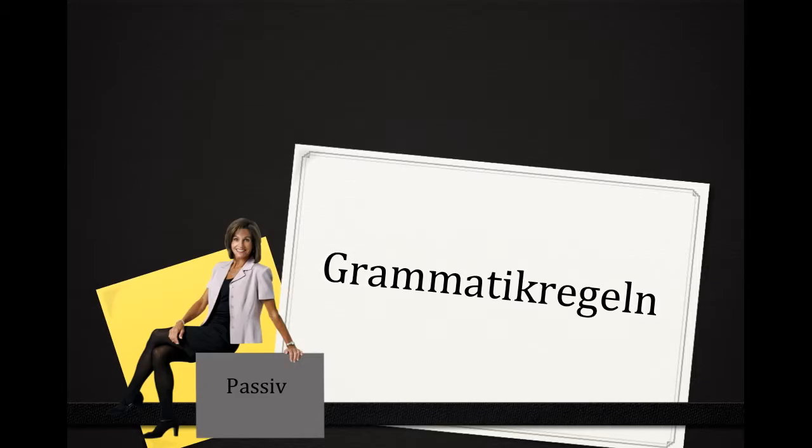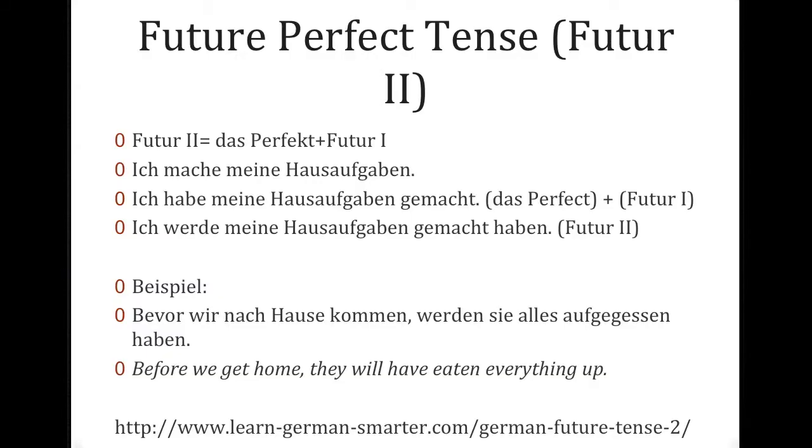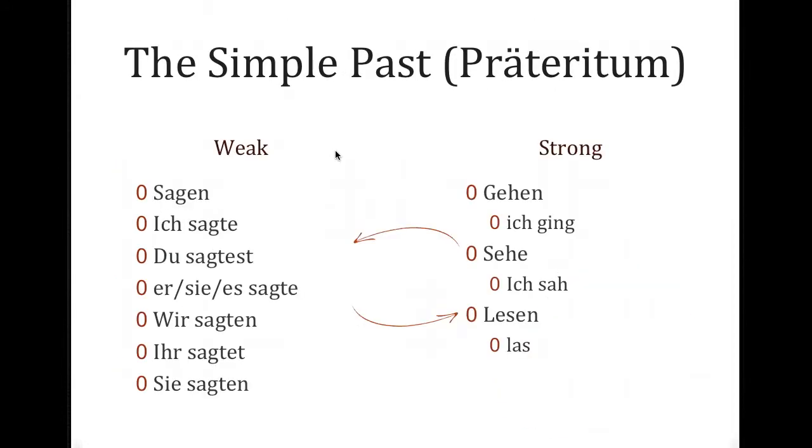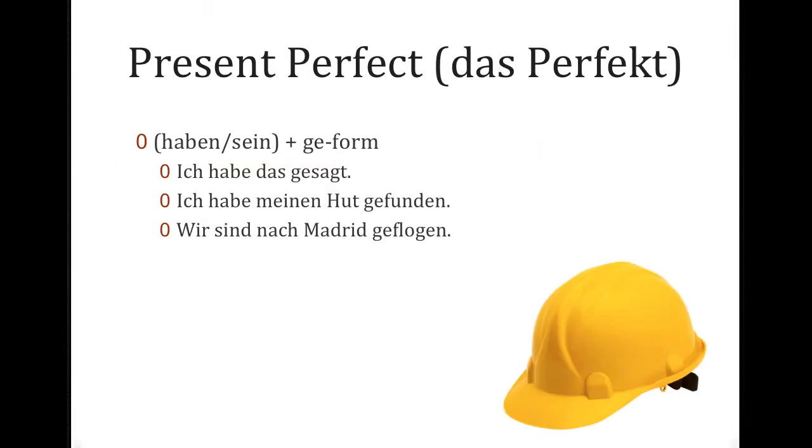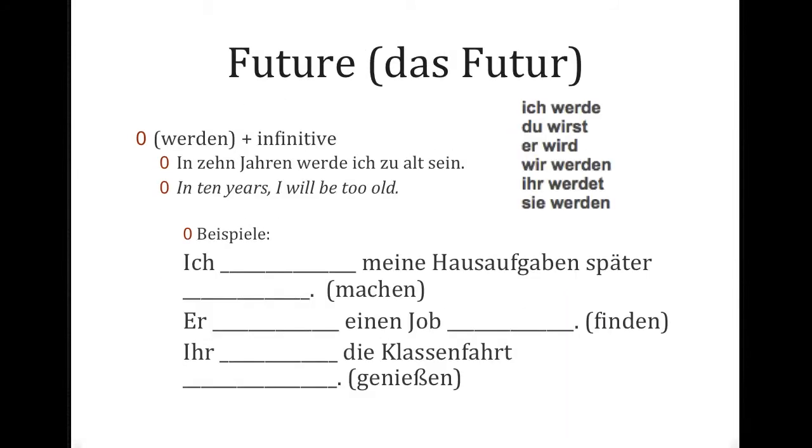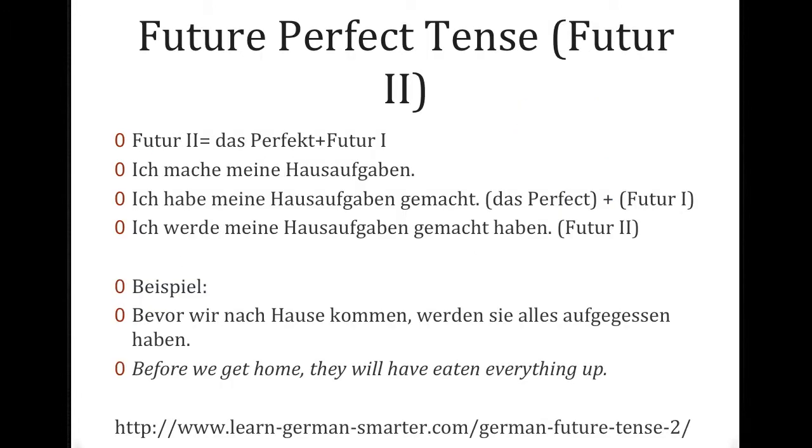So the last tense that we're going to talk about is the future perfect tense, or Futur zwei, and this is the hardest of the future tenses. But basically a way to explain it is that Futur zwei is the perfect tense, which is the haben or sein form and then the GE form, so the conversational past tense, plus Futur eins, which we just talked about, which is werden plus the infinitive.